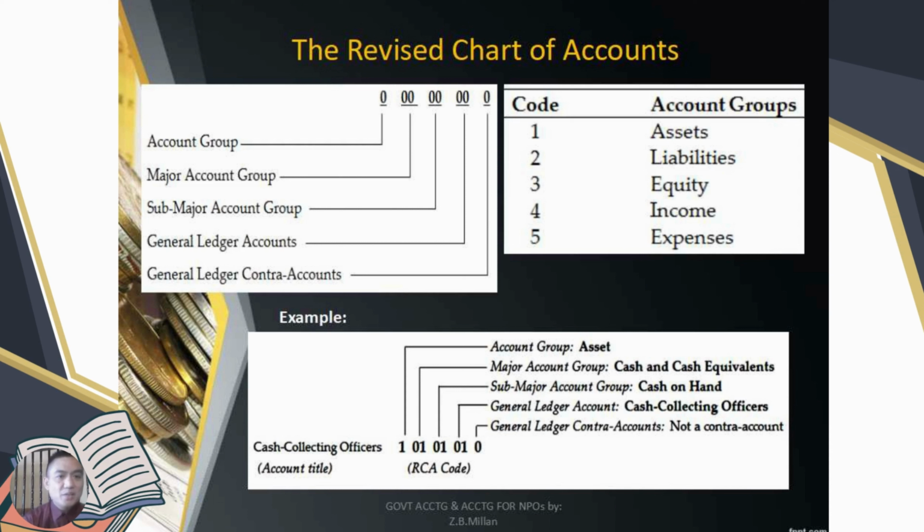The revised chart of accounts. The first digit is the account group, the second is the major account group, then the sub-major account group, then the general ledger accounts, then the general ledger contra accounts. Account groups can be assets, liabilities, equity, income, or expenses.